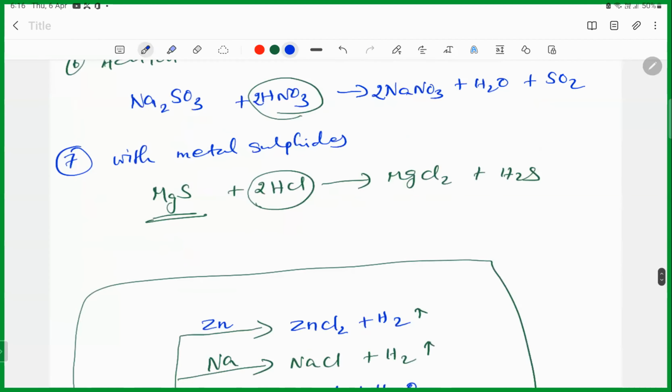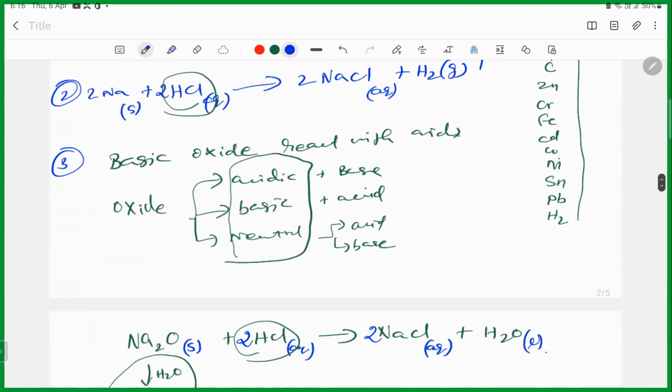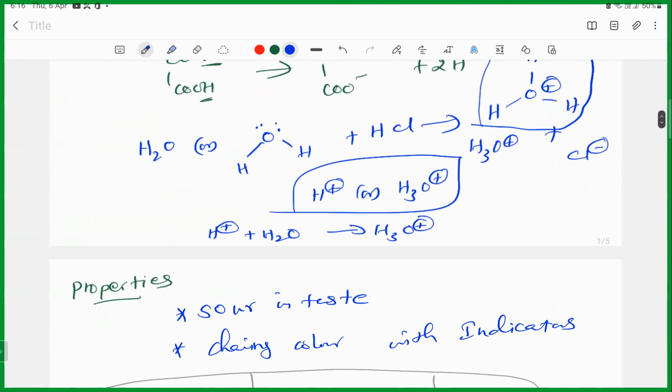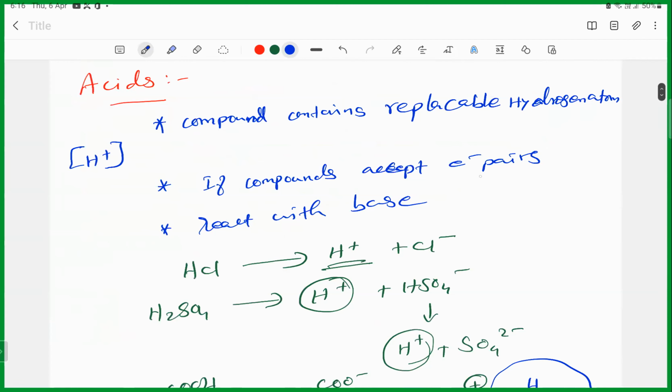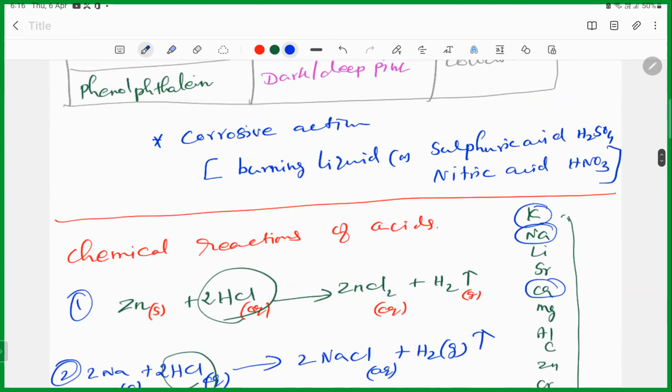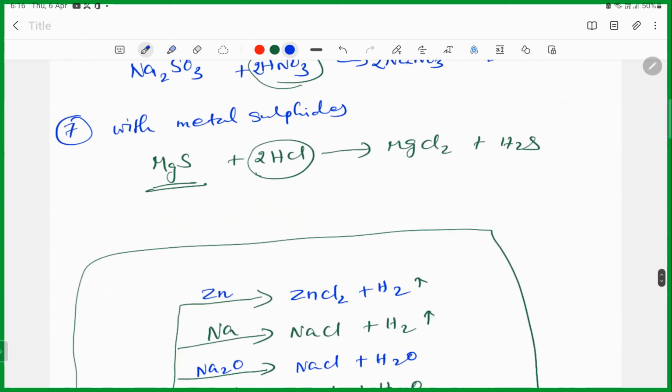Now what is in reverse there? It donates H plus ion. If the compound accepts an electron pair, it is an acid. Or it is a donor of H plus ion. So generally, these are the types of acid and base we will call them.